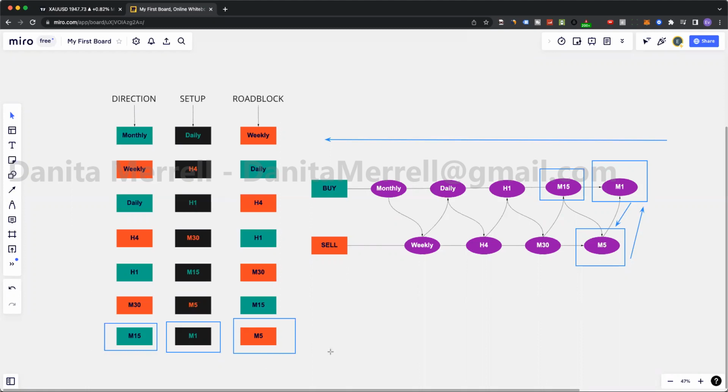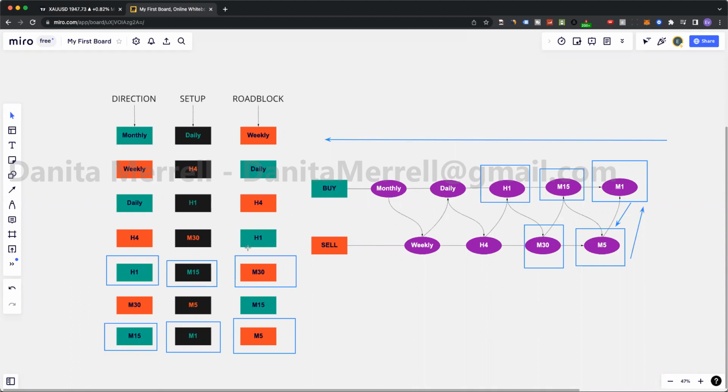Now, if I'm on the M15 chart, on the M15 time frame, what's my roadblock? M30, right here. If M15 breaks M30, then H1. So we're working down the time frames.